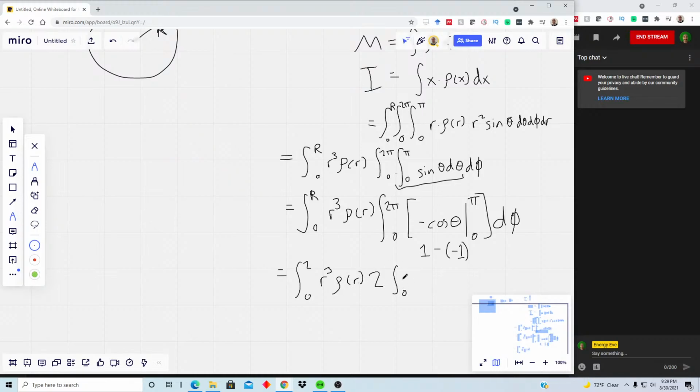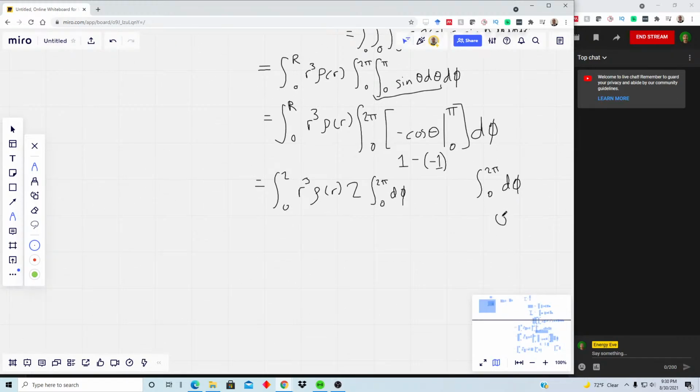And now we solve for this. And I hope I don't really have to explain this. This is just 2 pi. If you wanted to actually evaluate this out, you can say this is equal to phi evaluated from 0 to 2 pi, and you get 2 pi minus 0, which is just 2 pi. So this is 2 pi.